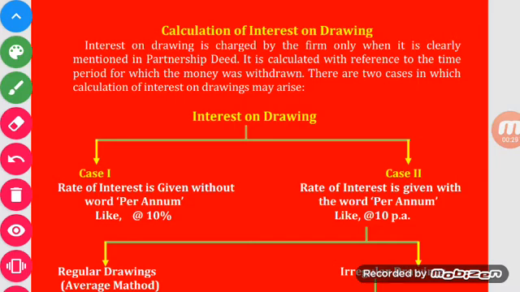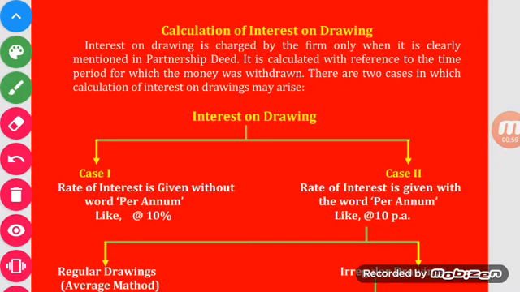Interest on drawings is charged by the firm only when it is clearly mentioned in the partnership deed. It is calculated with reference to the time period for which the money was withdrawn. Most important point: interest on drawings is charged if it is clearly mentioned in the partnership deed.